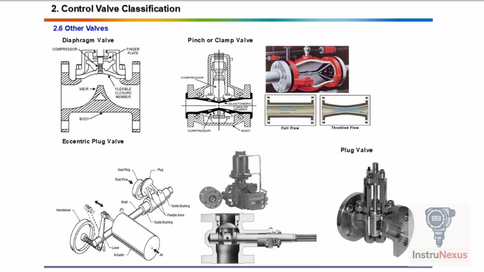4. Eccentric plug valve. And here's the eccentric plug valve, an advanced version of the plug valve designed for better sealing and throttling performance. The plug moves in an eccentric path, which minimizes seat wear and allows it to handle slurry and semi-solid fluids more effectively.